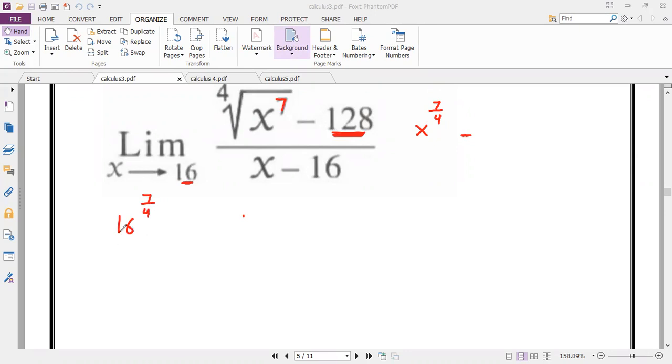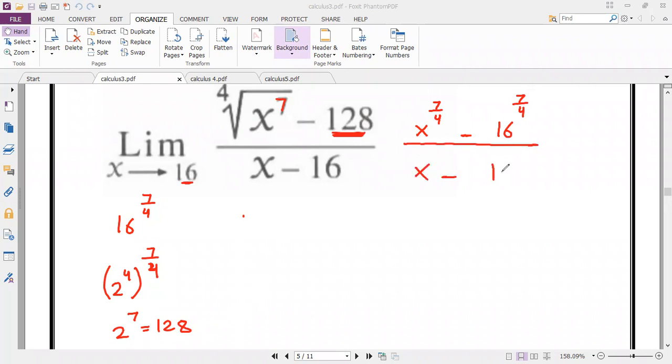Let's check it. This 16 is the same as 2 to the power of 4, all raised to the power of 7 over 4. Multiply the two powers. It will be 2 to the power of 4 times 7 over 4. It's 2 to the power of 7, which is 128. So replace 128 with 16 to the power of 7 over 4, divided by x minus 16.